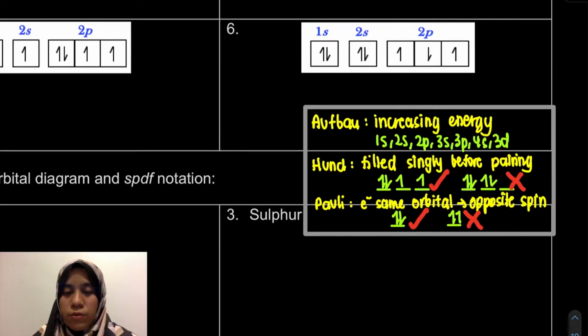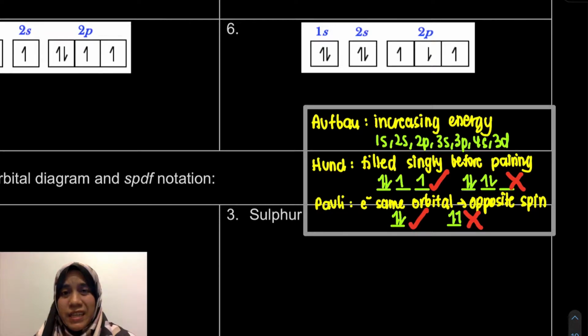Next rule is Hund's rule, where the electrons must be filled singly before pairing occurs. So for a given p orbital and d orbital, make sure the electrons are filled singly first. For example, like this. Then can the pairing occur? We can't directly pair up like this. We must fill singly.